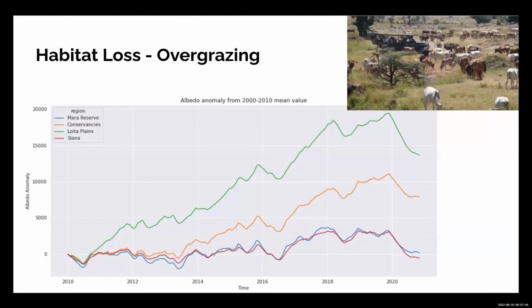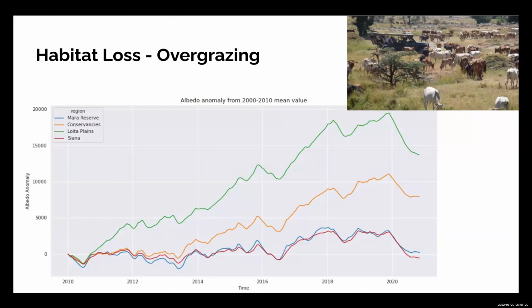There is a lot of overgrazing. Depending on the conservation area, they do or do not allow livestock grazing within the area. And what you're seeing here is what's called albedo anomaly. Essentially, if you take a mean in 2010, and then you look at the difference for these different conservancies in terms of the amount of green versus brown grass, the brown is where it's been overgrazed and so essentially dies. You see big spikes.